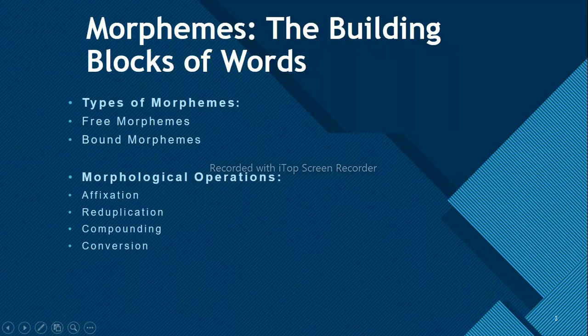Morphemes can be classified into two main types, free morphemes and bound morphemes. Free morphemes can stand alone as words. Examples include book, cycle, and run. Bound morphemes cannot stand alone and must be attached to other morphemes. Examples include prefixes like un and suffixes like ed or ing.